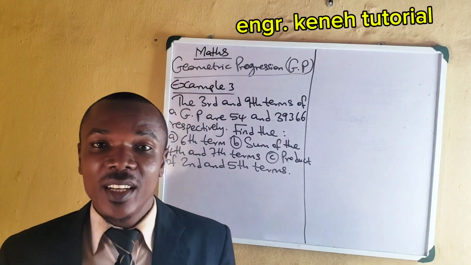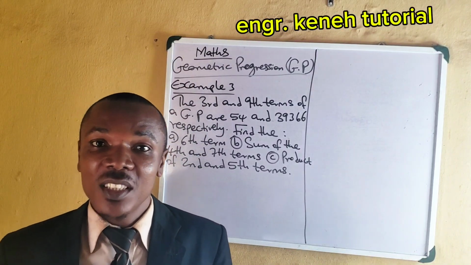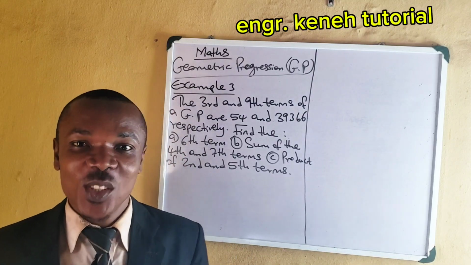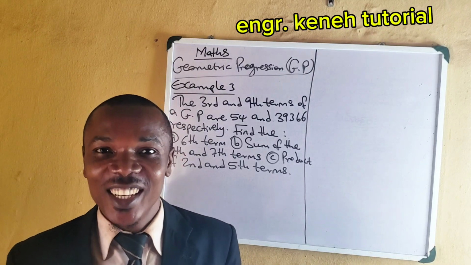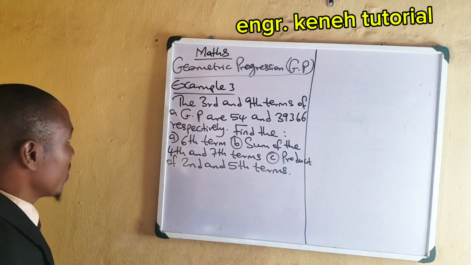All right, follow me. Let me solve the problem we have on the board. This problem involves geometric progression, the one you know as GP. It is not difficult. Let's go. Let me show you. All right, we have this question, example 3.